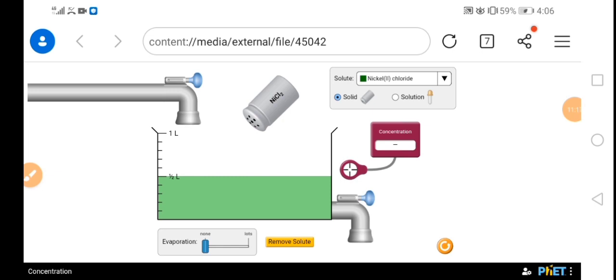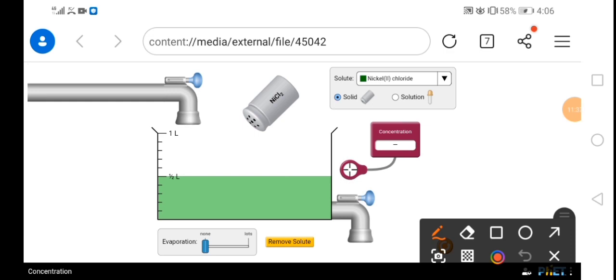It's very important that you are able to explain that. When we are defining concentration, we are saying concentration is the amount of solute dissolved in a unit volume of the solution. So in this case, I have formed a solution. This is a solution. And this solution is nickel chloride solution.